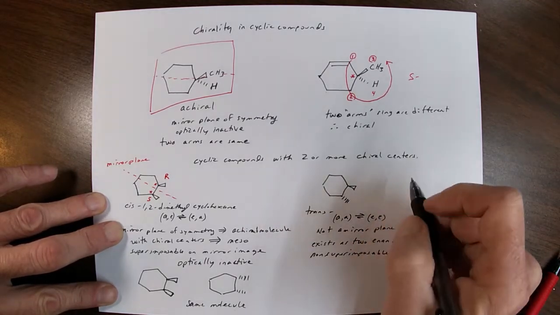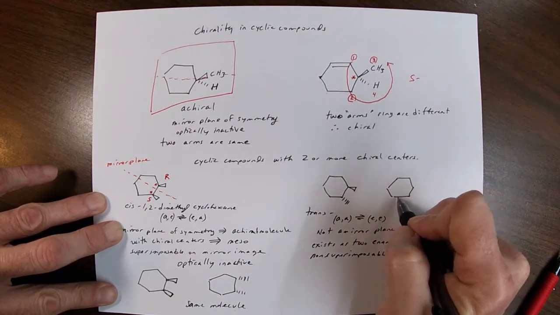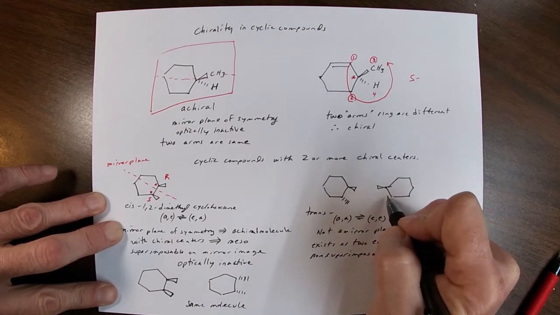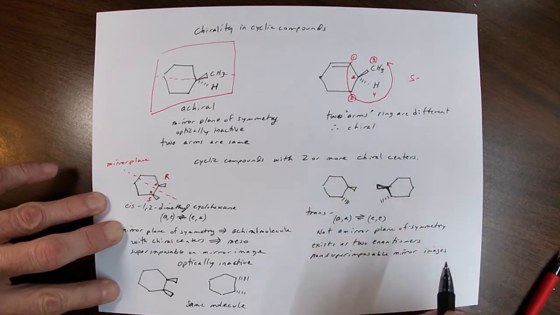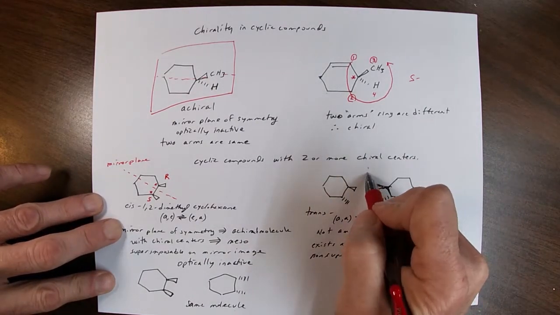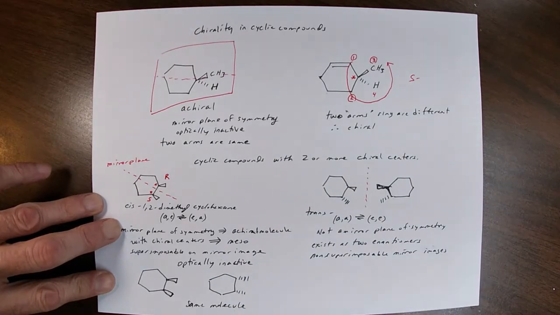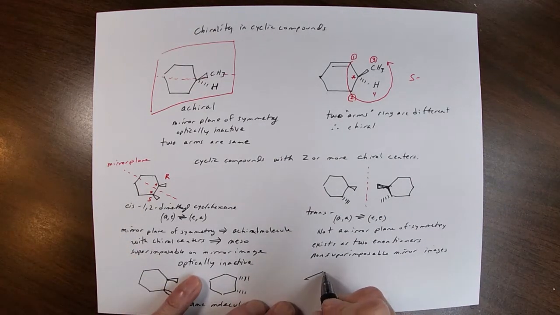Let me draw the mirror image of this. Okay, so this is coming up and this is going down. Sorry, a little sloppy. You can see that one is a reflection of the other. I could also draw this like this.